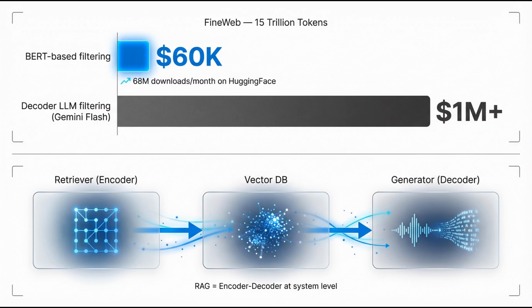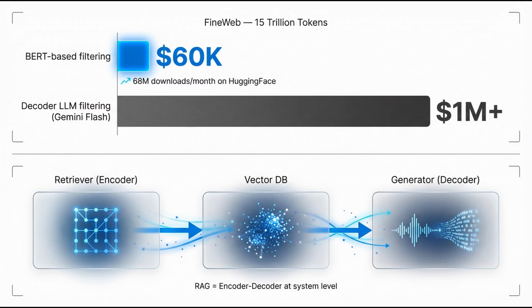The ETTIN study from 2025 confirms this systematically. Encoders with 400 million parameters outperform decoders with 1 billion parameters on classification and retrieval tasks. As the ModernBERT authors wrote, wherever you see a decoder-only model in production, there's a good chance an encoder-only model is part of the system too. The reverse dependency doesn't hold.